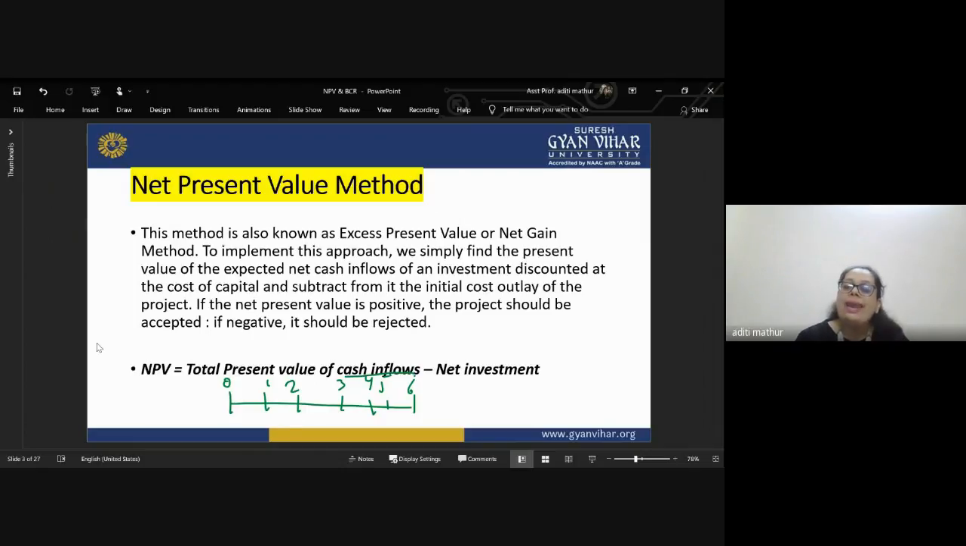And if your NPV is positive, that means you are gaining more today, in the value which you have converted from the futures. The sum, the value of all the cash inflows at present, is more in comparison to the investment which you are going to make. So this project which has a positive outcome is favorable, it should be accepted, in comparison to the one which has negative results, which should be rejected, right?